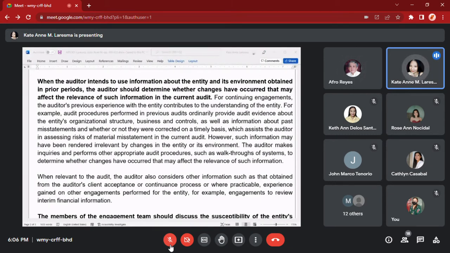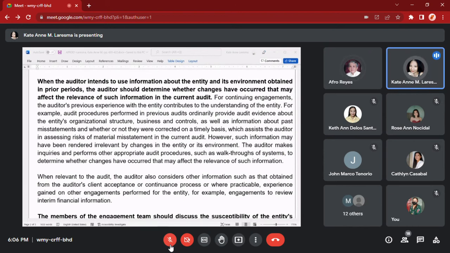When relevant to the audit, the auditor also considers other information such as that obtained from the client acceptance or continuance process, or where practicable, experience gained on other engagements performed for the entity. For example, engagements to review interim financial information.